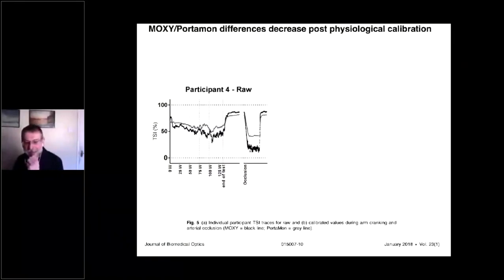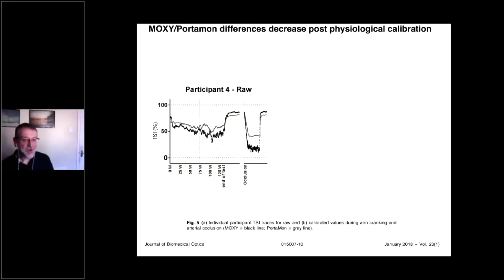And I'm more of a fan of that since I did this paper comparing the portable and the Moxie, because as I say, they give different numbers, and I'm not saying which one is the right absolute number at all. The Moxie does seem to give a deeper saturation drop. So it gives you a bigger dynamic range, actually, which is quite nice.